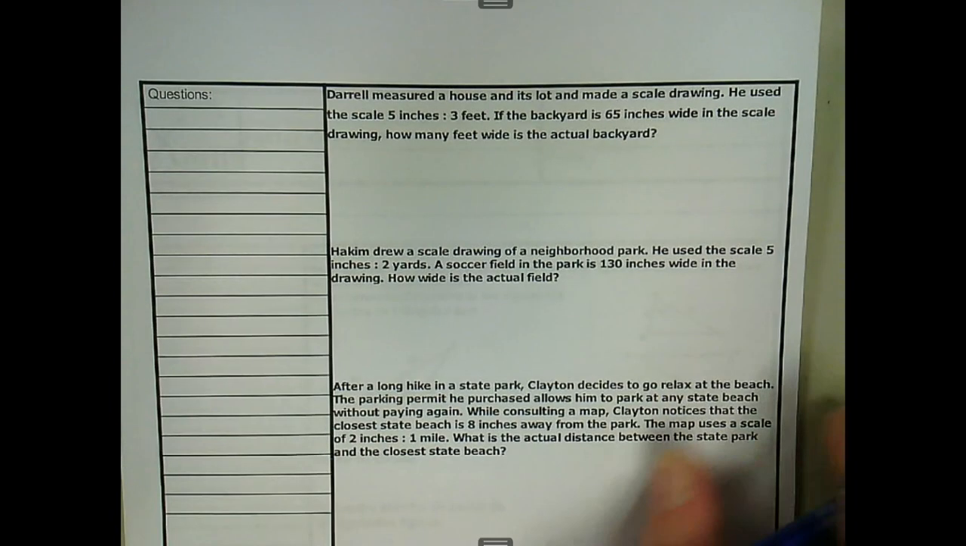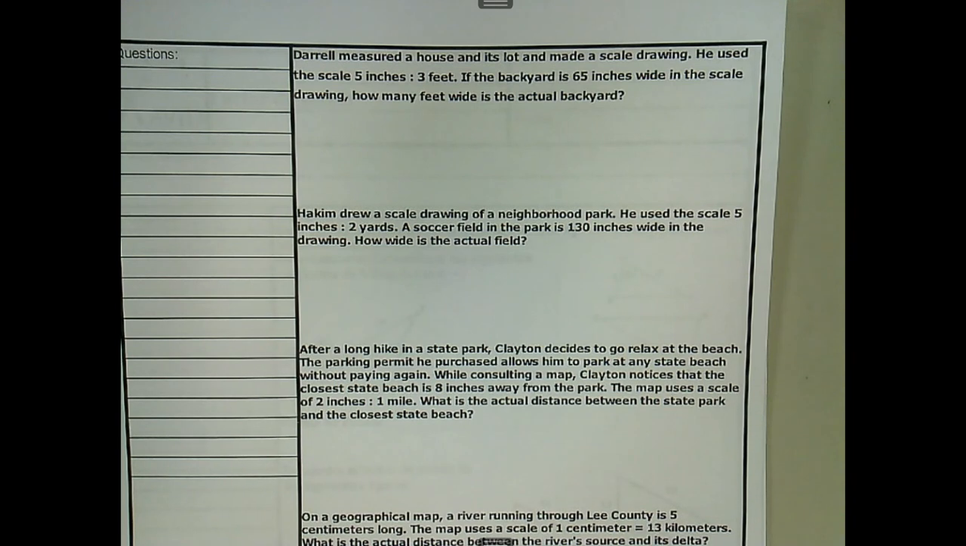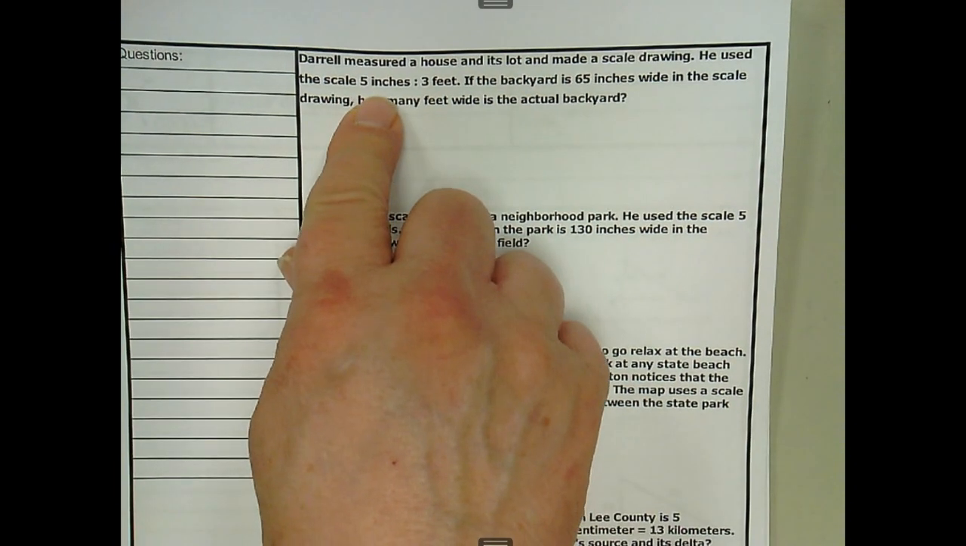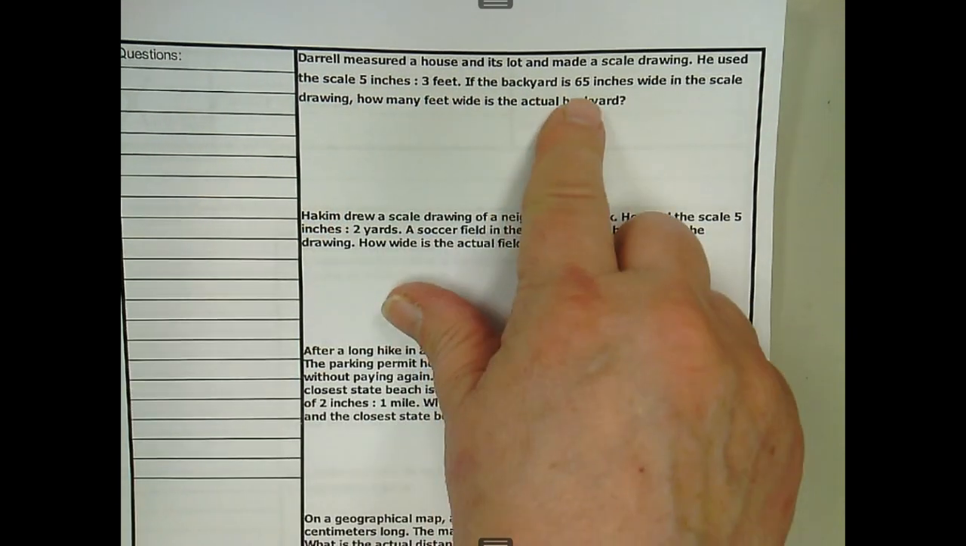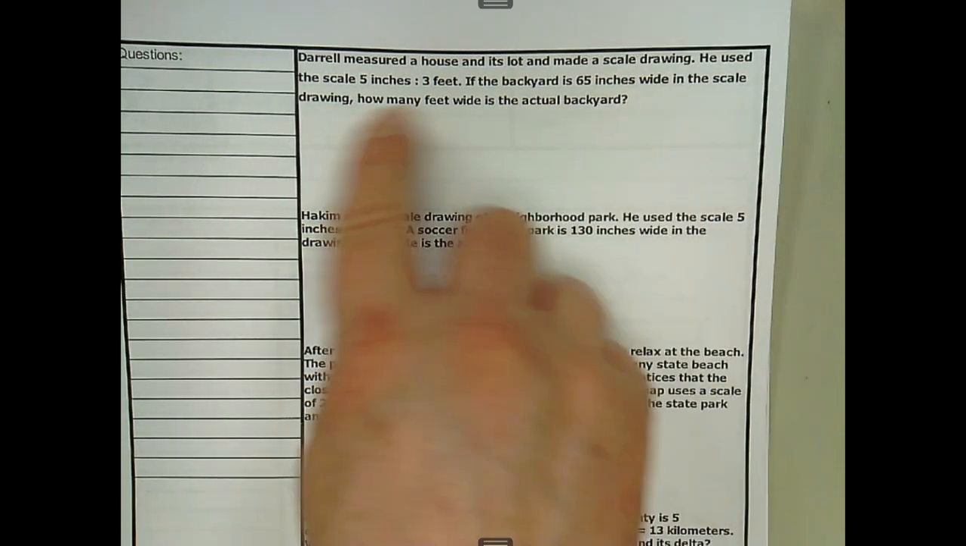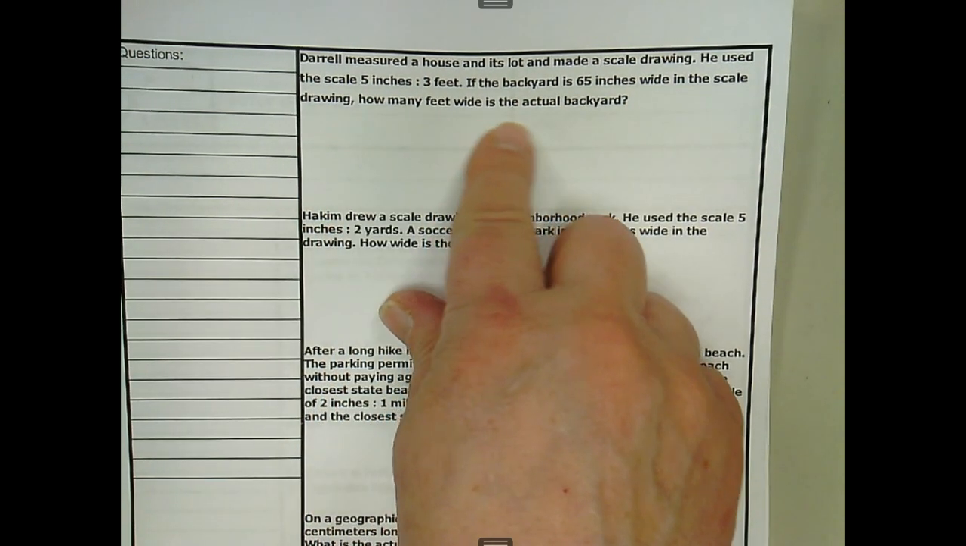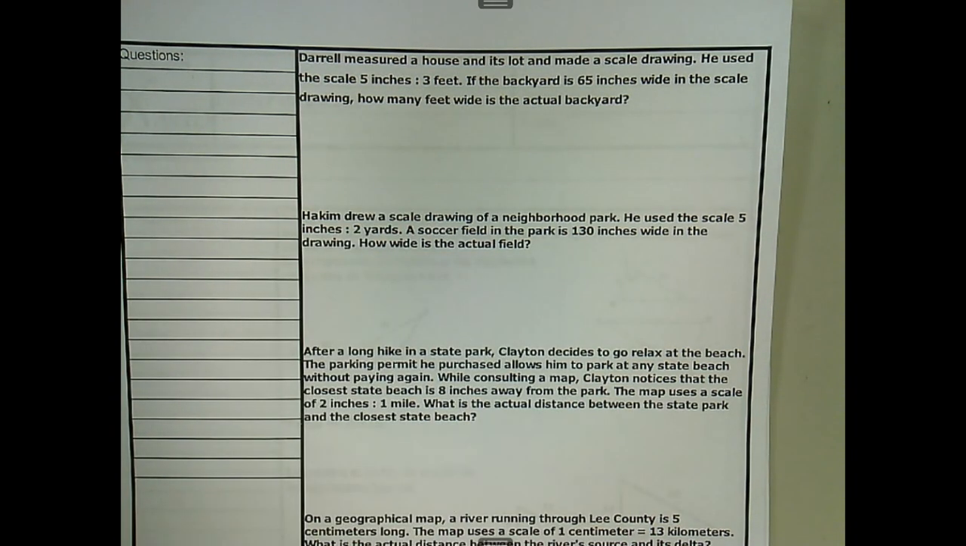What happens if it's a word problem? Well, you have to read. And then if you don't understand it, you read again. After you know you do understand it, you highlight what is important, and then you set up your equation. We are setting up equivalent fractions. So, Darrell measured a house and its lot and made a scale drawing. He used the scale 5 inches is equal to 3 feet. If the backyard is 65 inches wide in the scaled drawing, how many feet wide is the actual backyard?